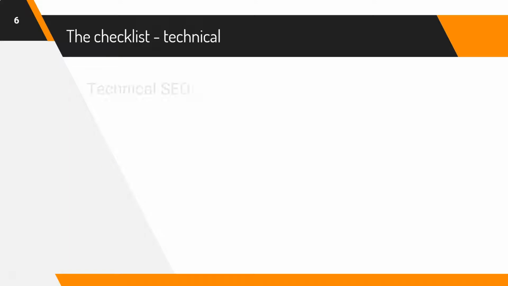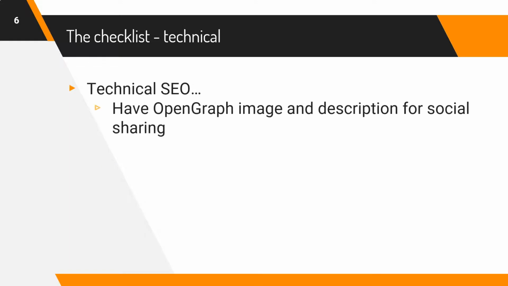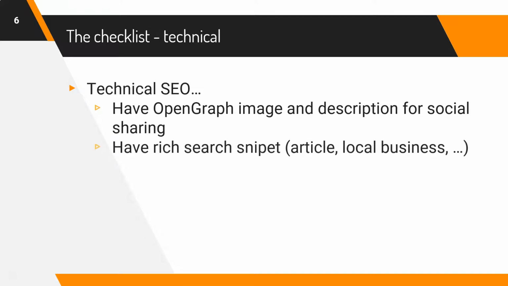If we continue on the technical side, having an Open Graph image and description for social media sharing. This is something that you can define in Groove Pages at the page level or at the site level. This is when people share your site on Facebook. This is the description that will show up, and I will show you how it can impact the way your site is shared.